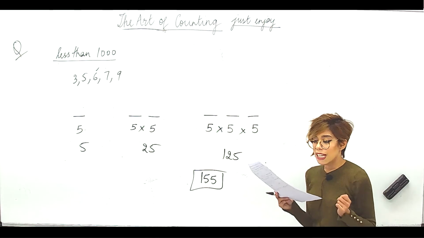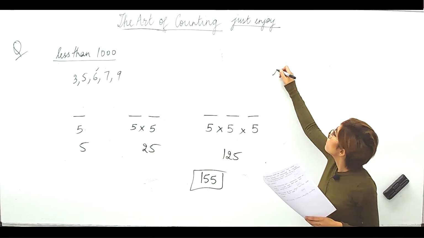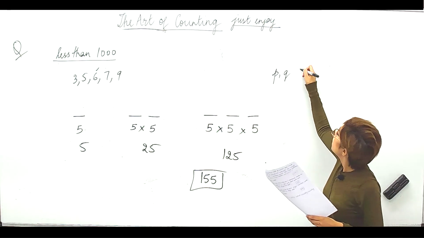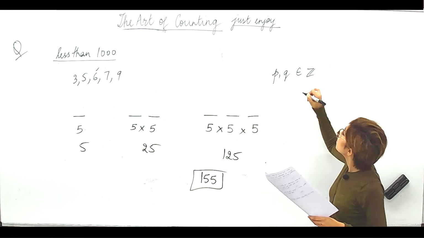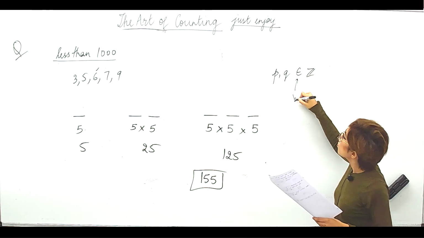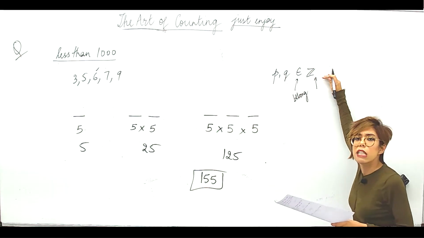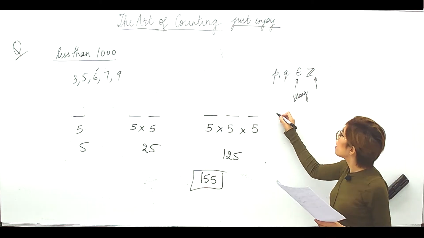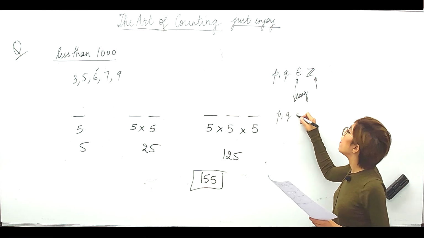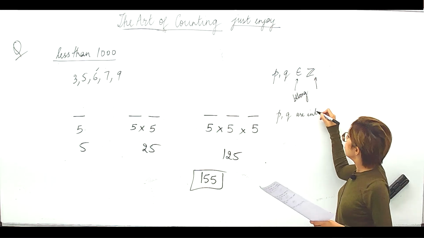Write down. Let P, Q belong to integers. This is the symbol for belong to. And obviously this is the symbol for integers. I think you know that. So basically what I am saying is P and Q are integers, right?